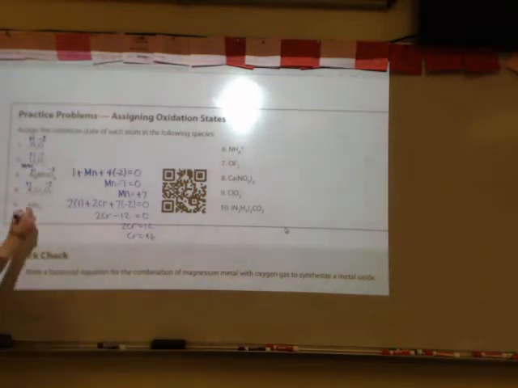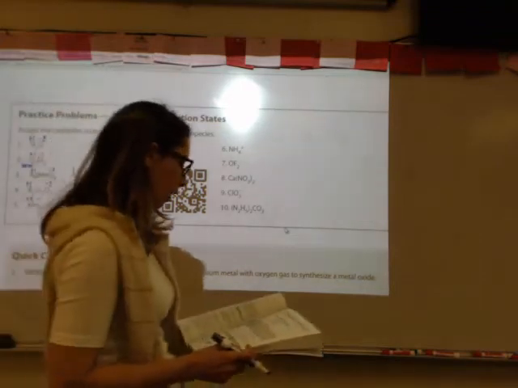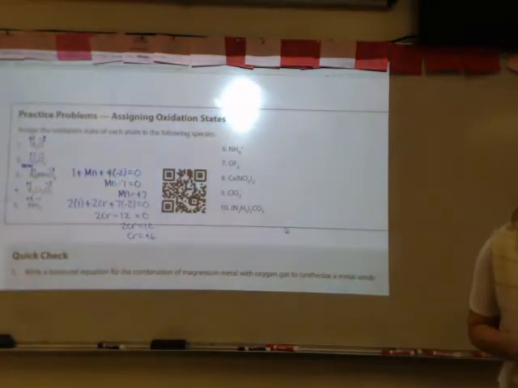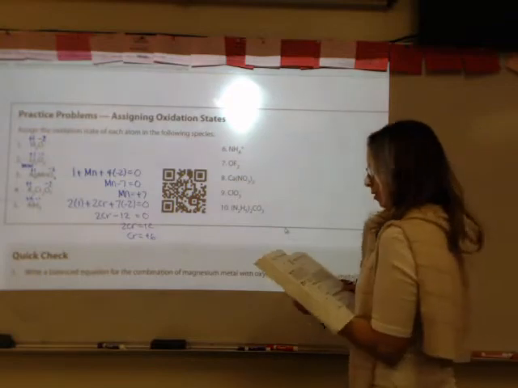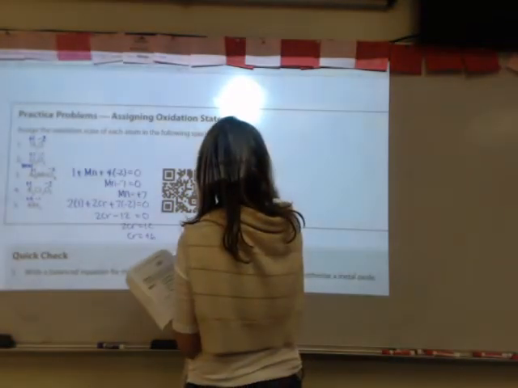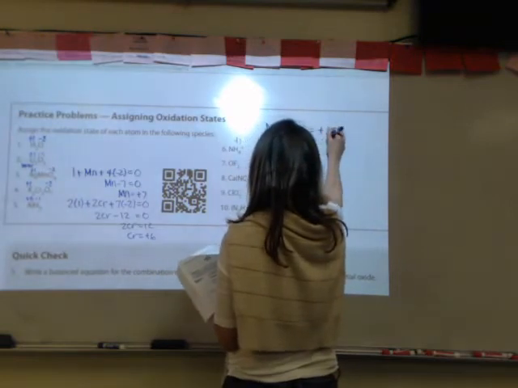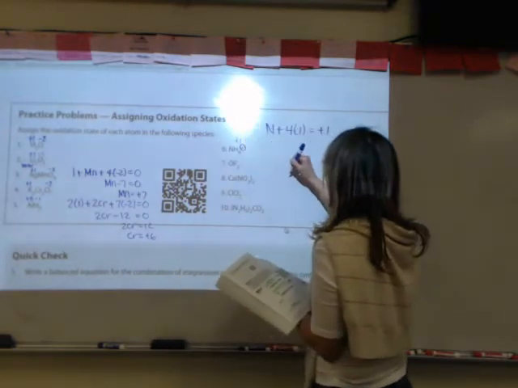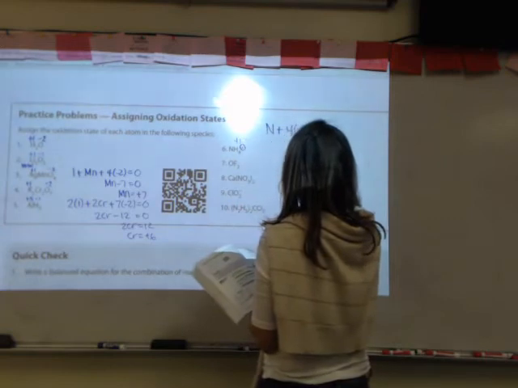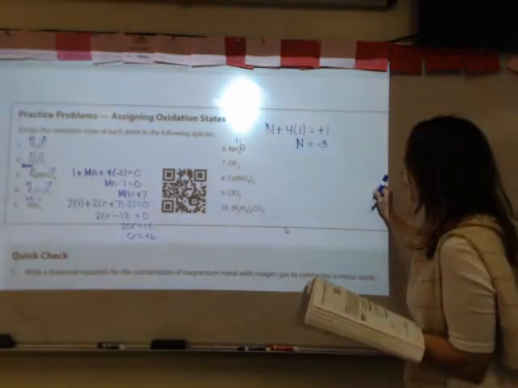For number 5, we have aluminum has an assigned charge of +3 on the table. That means hydrogen is a -1, so that those oxidation numbers add up to 0. Remember, this is a metal hydride. That's why the hydrogen is a -1. Moving on to number 6. Hydrogen is a +1. That means nitrogen plus 4 hydrogens at a +1 add up to this overall charge of +1 on the polyatomic ion, so nitrogen is a -3.